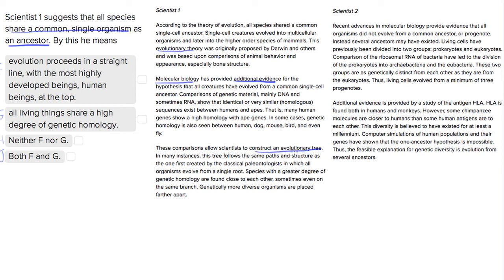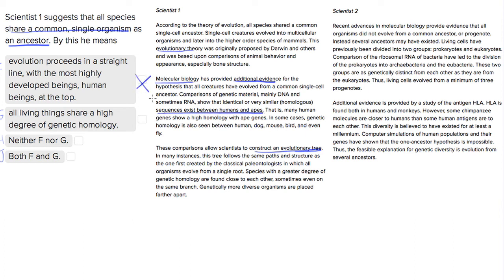So we don't see anything about evolution proceeding in a straight line. We see this idea of the tree with things branching out, and some things are similar, some are not. We also don't see any claims about human beings being on top of this. We actually see that similar genetic sequences exist between humans and apes. So this isn't going to be right.